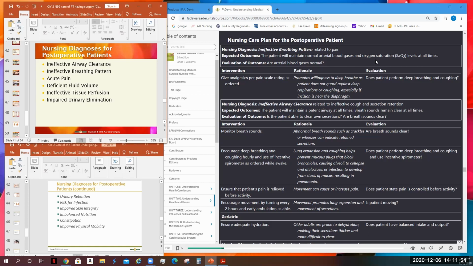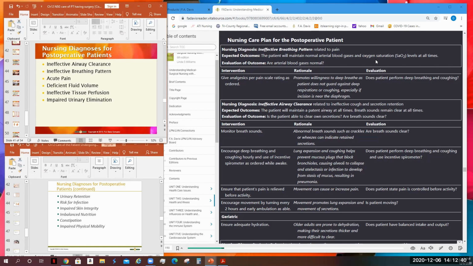The rationale promotes willingness to deep breathe as patient does not guard against deep respirations or coughing, especially if the incision is near the diaphragm. Evaluation: does the patient perform deep breathing and coughing? Nursing diagnosis: ineffective airway clearance related to ineffective cough and secretion retention. Expected outcomes: the patient will maintain a patent airway at all times. Breath sounds remain clear at all times. Evaluation of outcome: is the patient able to clear own secretions?